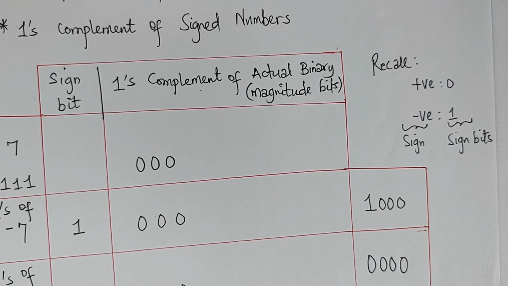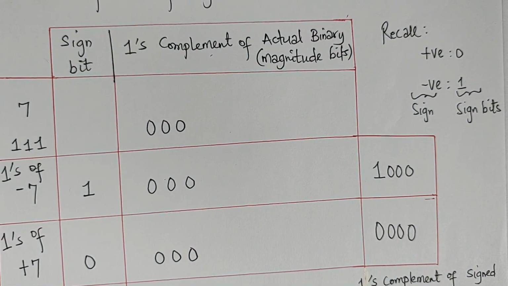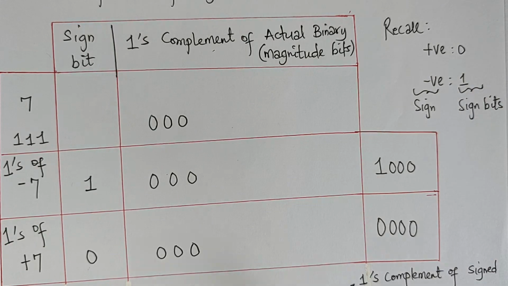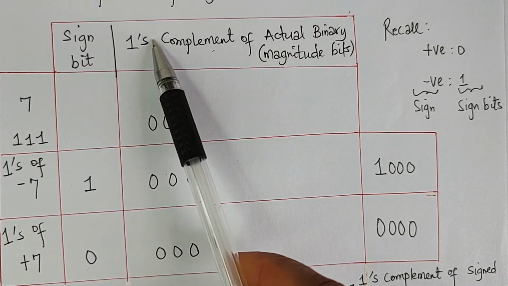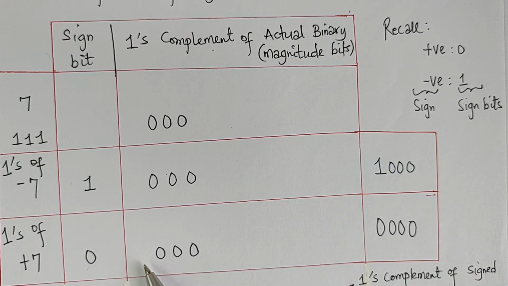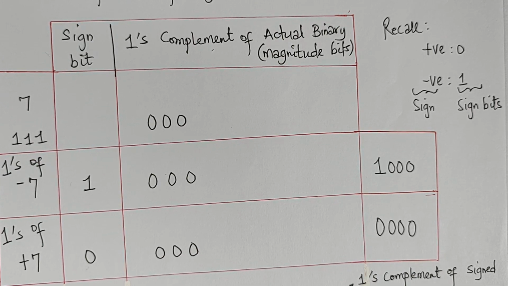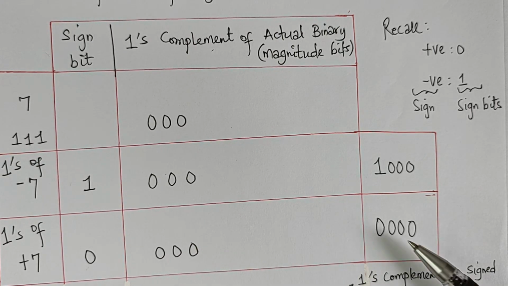Now, let's go further to look for the first complement of plus 7. For plus 7, the sign bit is going to be 0. Take your recall from here. And then for plus 7, in binary format, it's supposed to be 1, 1, 1. But here, we are asked for the first complement, so we are going to have 0, 0, 0. So if we put this together, we are actually having 0, 0, 0, 0. So if you are asked the first complement of plus 7, it is actually 0, 0, 0, 0.